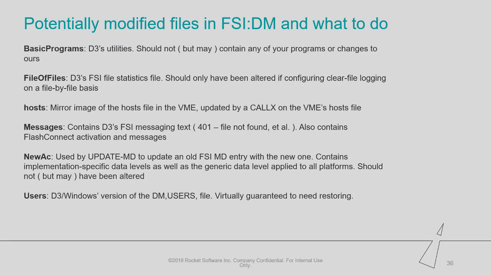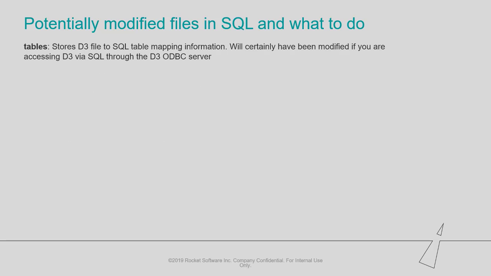The users file is the D3 Windows version of the DM users file. We already restored this guy in a previous step, so you're done with this one. One file to deal with in the SQL account. This is the tables file. It stores D3 file to SQL table mapping information. This will certainly have been modified if you are accessing D3 via SQL through the D3 ODBC server, and should be copied without overwrite. Okay, we're done.